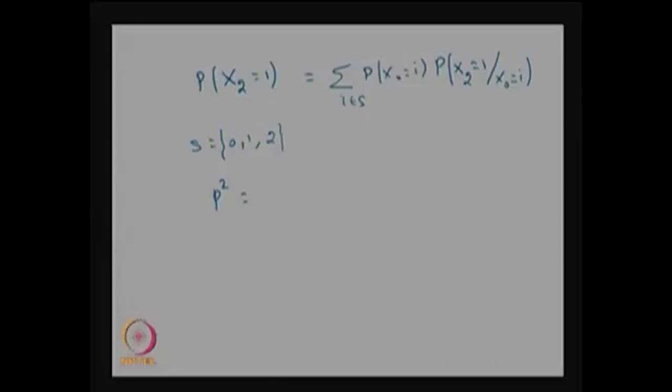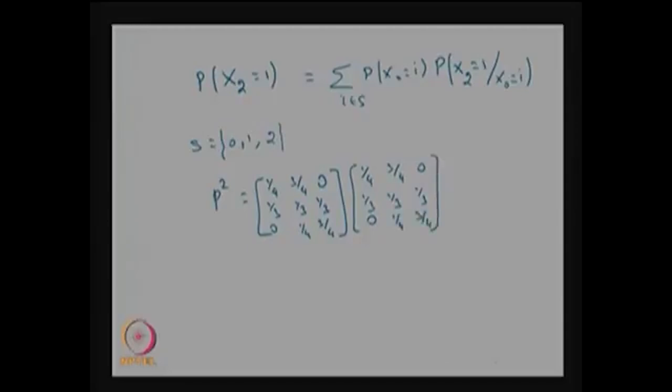The P is provided to you. So, the P is 1/4, 3/4, 0; 1/3, 1/3, 1/3; 0, 1/4, 3/4. So, this is the P. You multiply it by the same matrix, 1/4, 3/4, 0; 1/3, 1/3, 1/3; 0, 1/4, 3/4, and you find P squared.